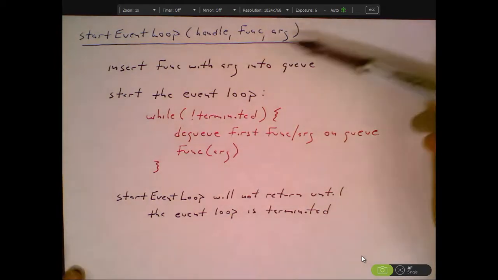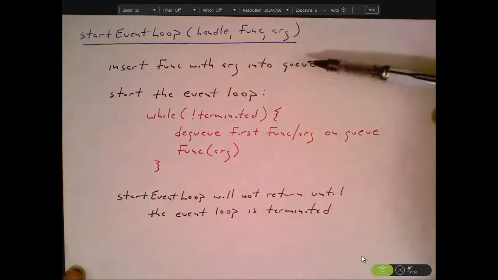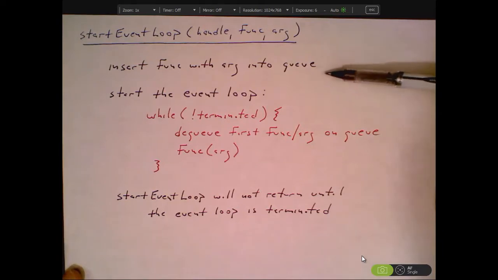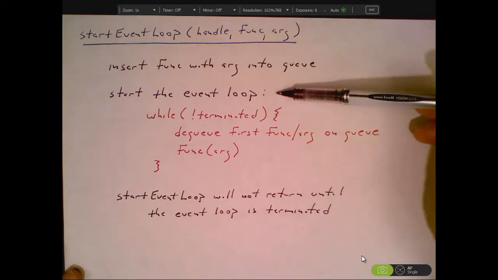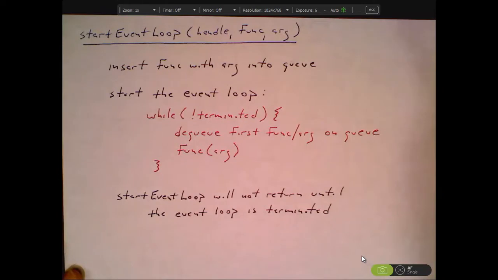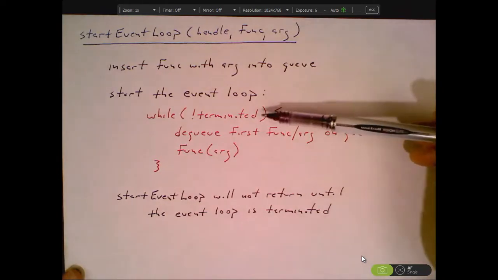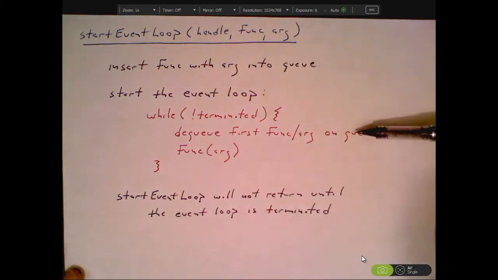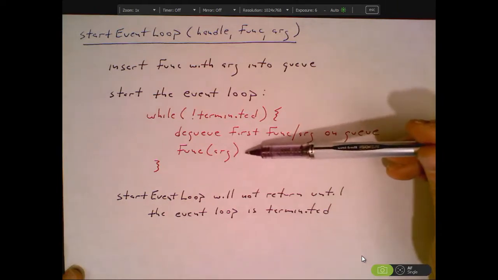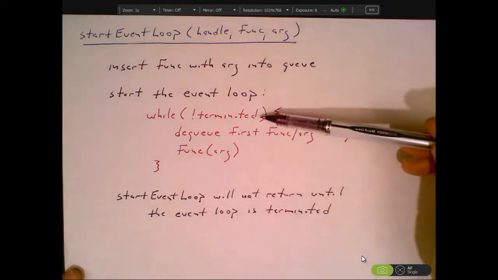So what does start event loop need to do? It inserts the function pointer with the argument into the queue. Notice the queue always has both the function to be executed and the argument to pass to that function. Those are bound together. So it puts that into the queue, and then it starts the event loop. And what is the event loop itself? It looks like this in pseudocode, right? While we're not terminated, we're going to dequeue the function argument pair that's on the front of the queue, and then we're going to call the function with the argument. And then go back and get the next one.